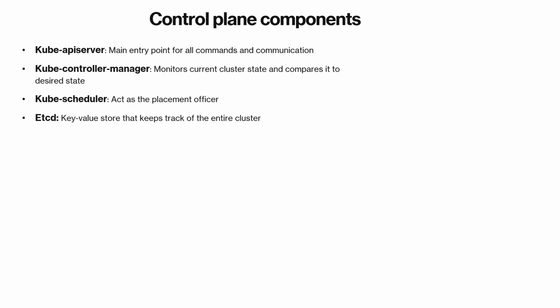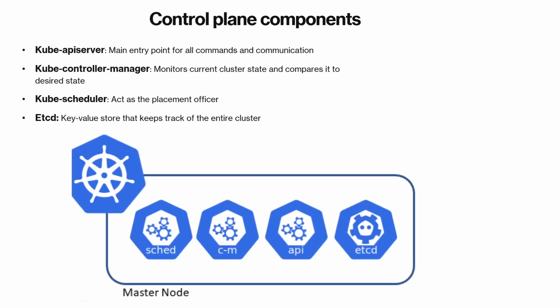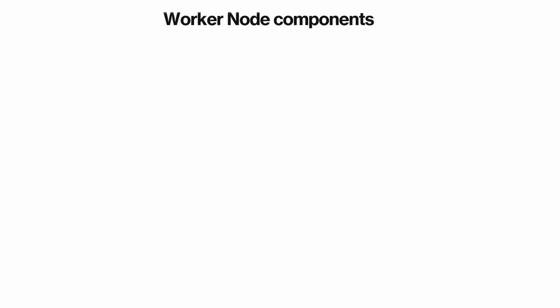Fourth one is the etcd. Now etcd is a key value storage. It is a database that keeps track of the entire cluster. So the master node has four components: the API server, controller manager, scheduler, and the etcd.